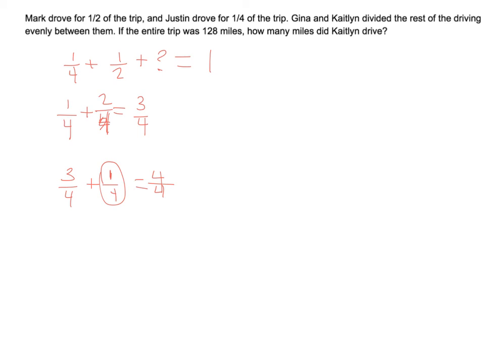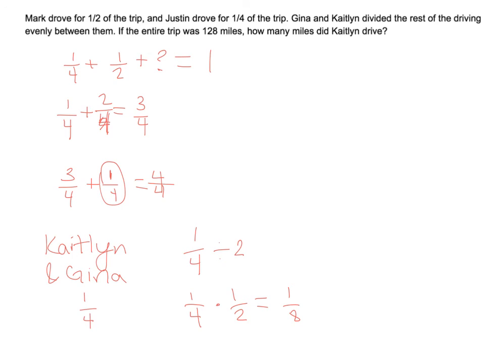In other words, Caitlin and Gina total split 1/4 of the drive between the two of them. So 1/4 divided by 2. This is going to have to be the same as 1/4 times 1/2. Now that we've kept our first fraction, changed our sign, and flipped our second fraction, we're left with 1/8. So 1/8 of the total trip was Gina's, and 1/8 of the trip was Caitlin's.